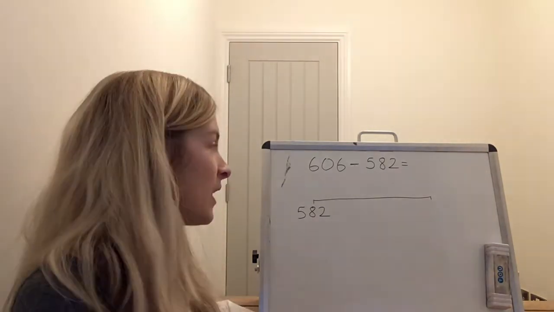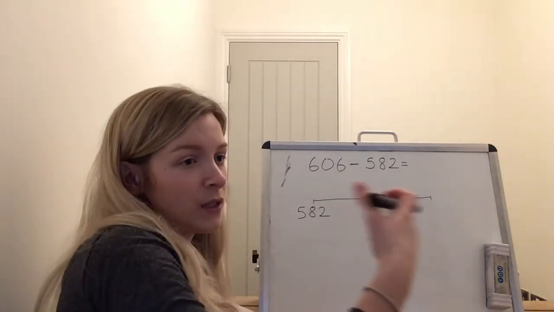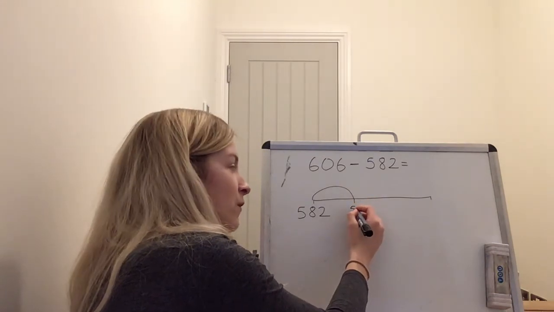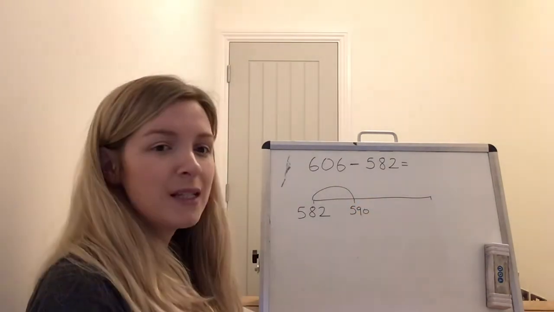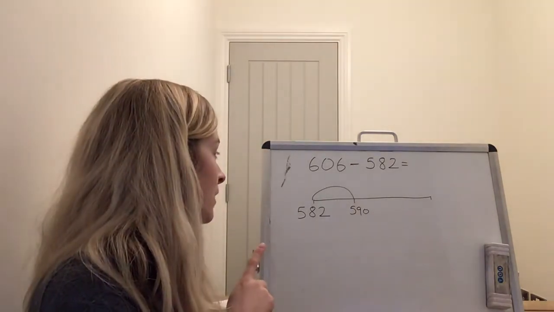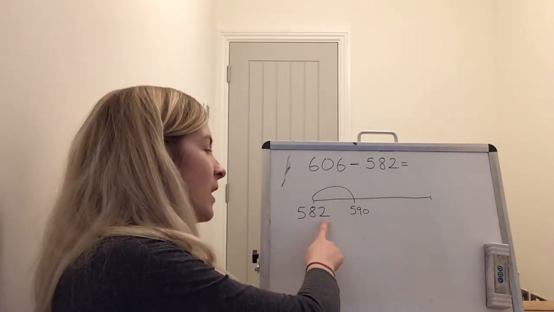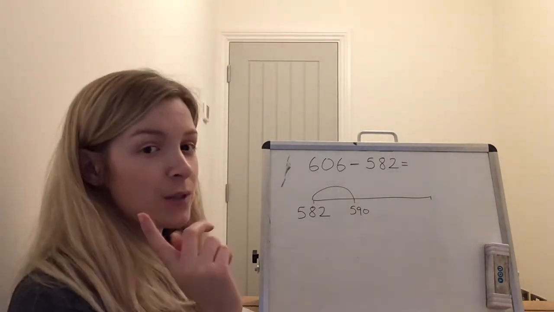So 582. We're jumping forward to the next multiple of 10. The next multiple of 10 is 590. What is the difference? Careful here. What was the difference between 582 and 590? It wasn't 10 this time. It was 8.